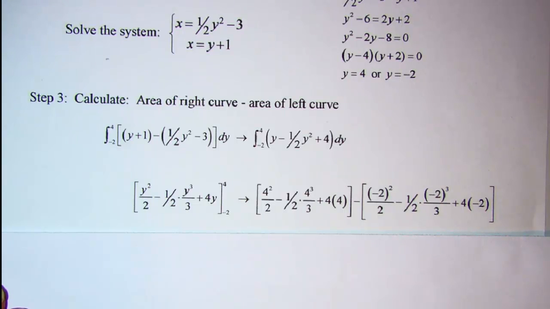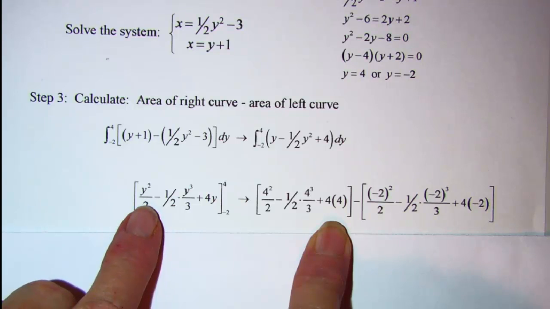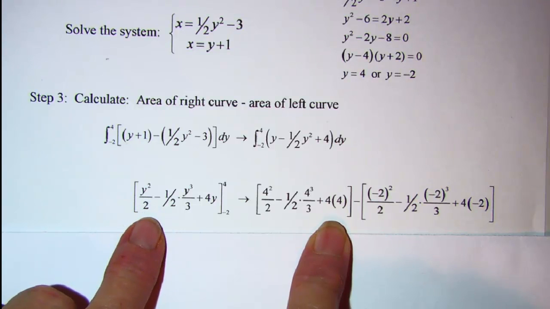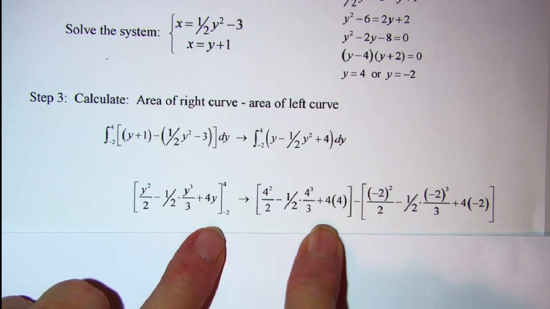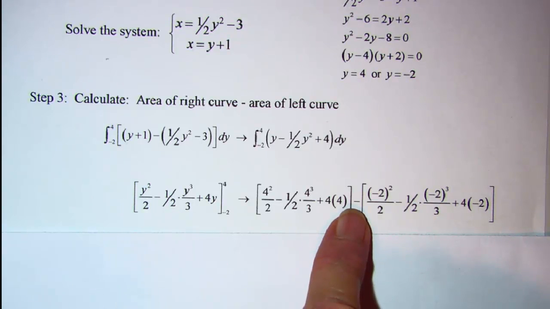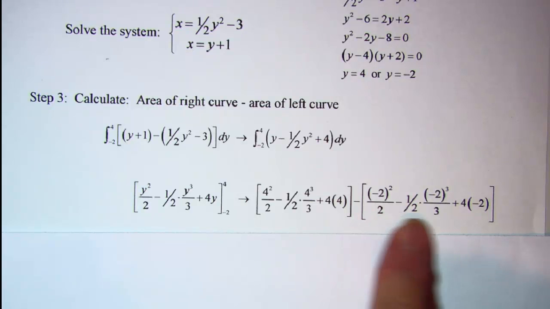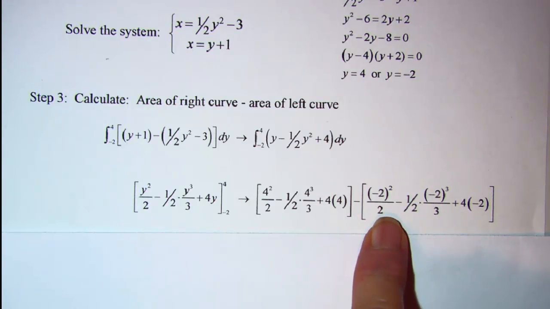So this first set of brackets is what we get when we put 4 in for y. And then we're subtracting from that the same expression, only with -2 substituted in for y.